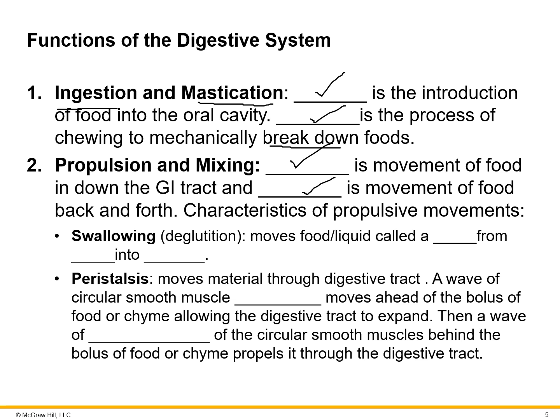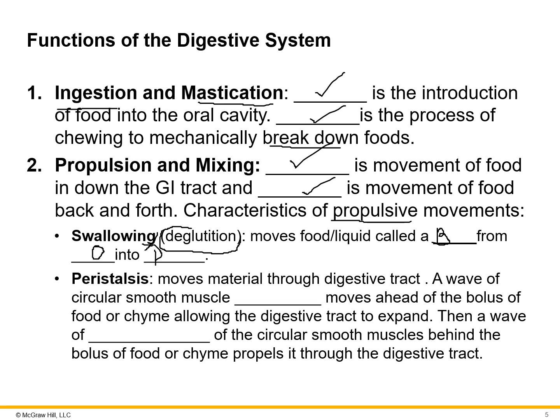So to propel your bolus, which is everything once saliva has mixed with it and you're ready to swallow, we're no longer calling this food. We're going to call it bolus. So swallowing, also known as deglutition, moves food or liquid called bolus from your oral cavity into the pharynx, which is the throat. And from the pharynx, it is going to go into your esophagus.